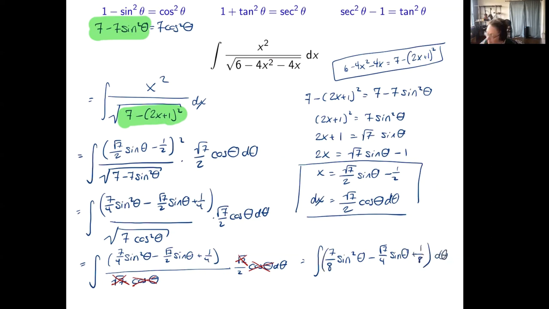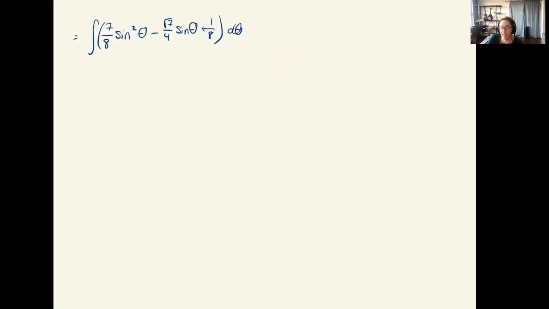With theta as my variable. All right, now I am in trig integral territory. We've talked about evaluating powers of sines. So now we get to finally do the calculus step. I'm going to cut this into two integrals because even powers of sines and cosines work a little differently.